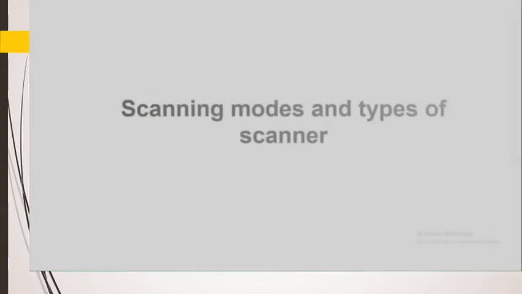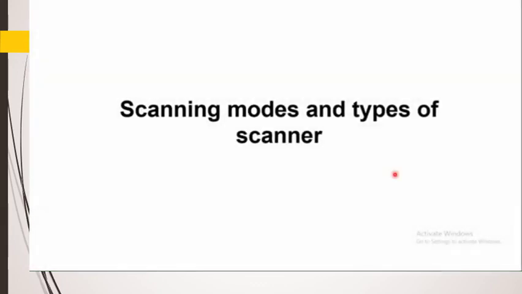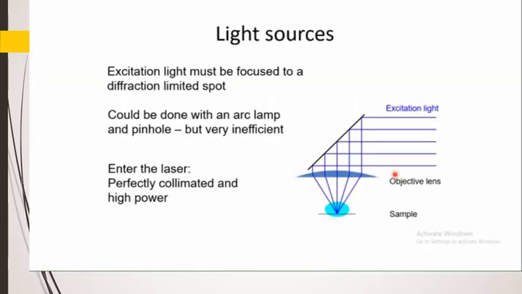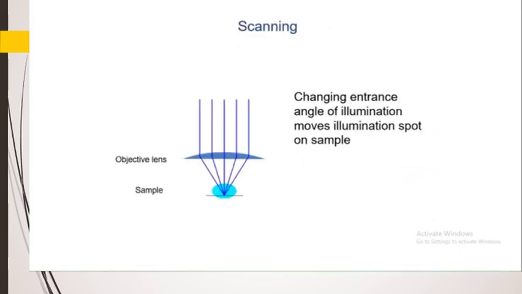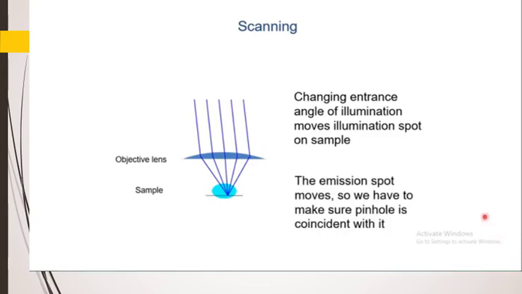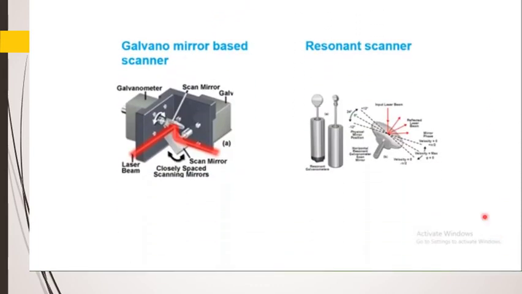Now we should talk about the scanning modes and the type of scanner used in a confocal microscope. So definitely we use laser light sources for confocal microscopy. The laser scans a small portion. Now the question is how the laser rasters a small spot in a sample. The answer is there are several kinds of scanners used in the confocal microscope: galvanometer based scanners and resonance scanners.